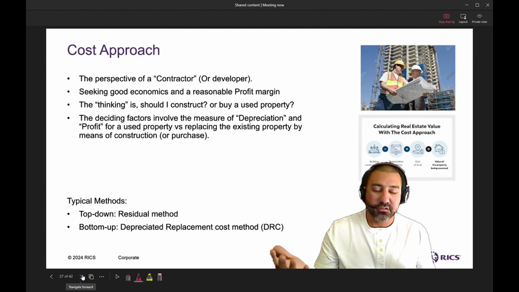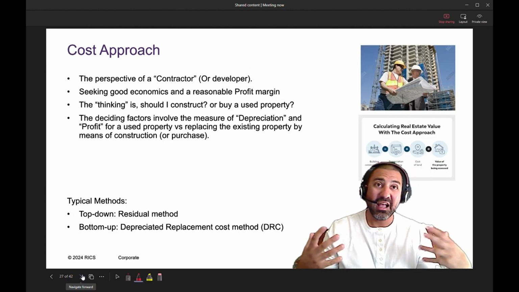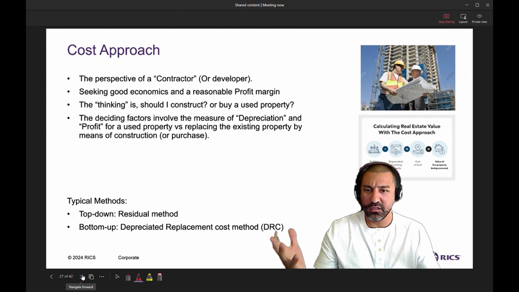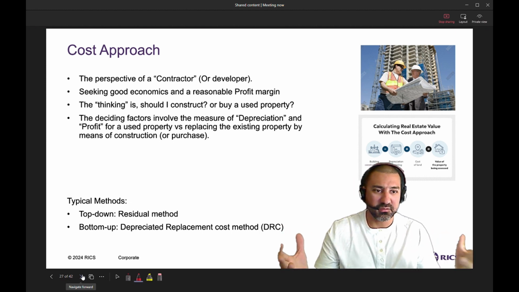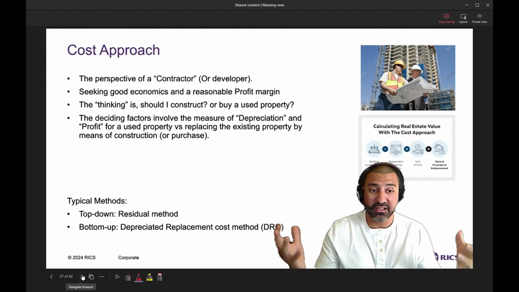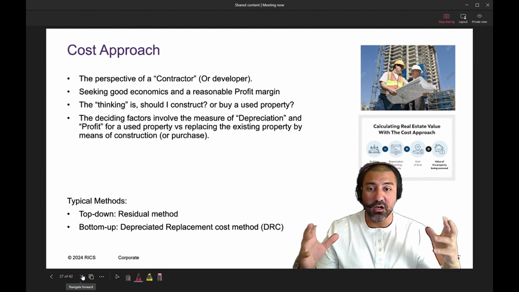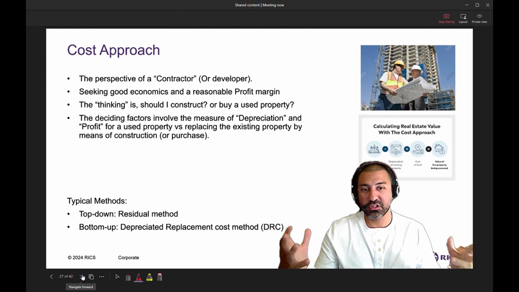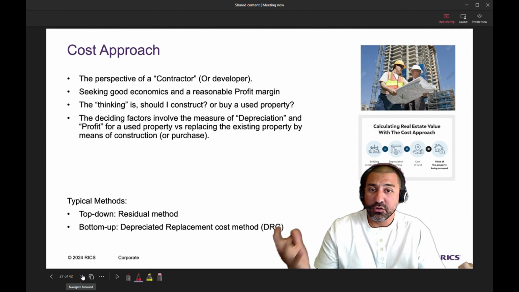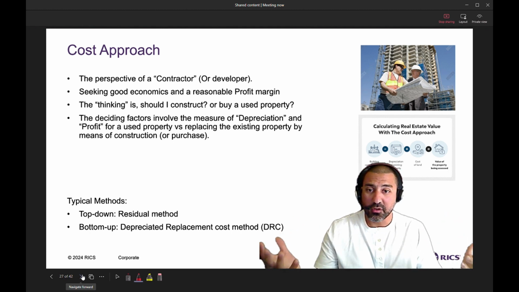The third approach, or the third attitude, is that of a developer or a contractor: the cost approach. For them, I'm building something, right? I'm buying ingredients: land, cement, concept. I'm designing it. I'm developing it. I'm studying the market. I'm seeing where the project can succeed, how I can make the best profit, the highest profit given the market conditions, etc. They're seeking good economics and a reasonable profit margin, right?